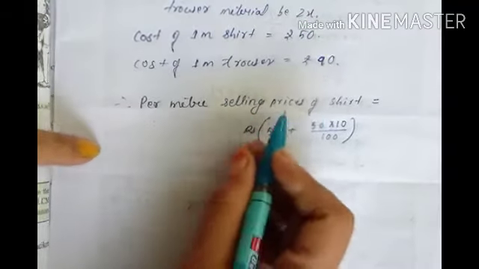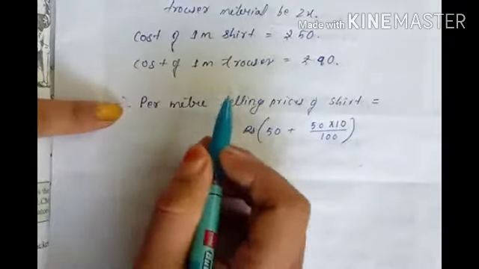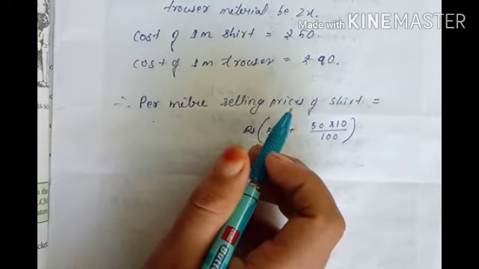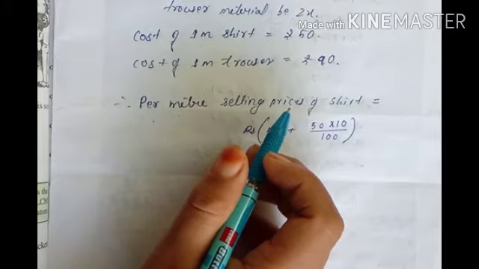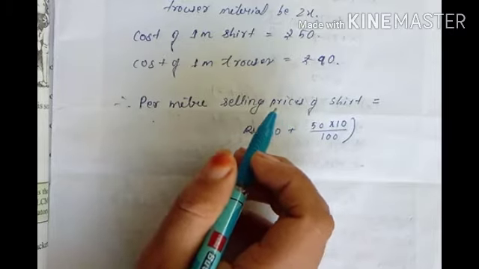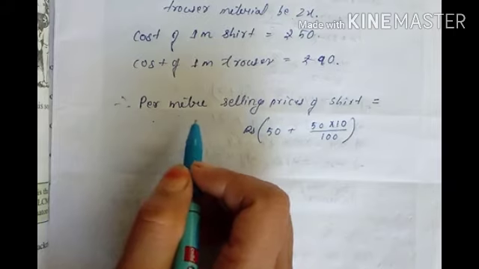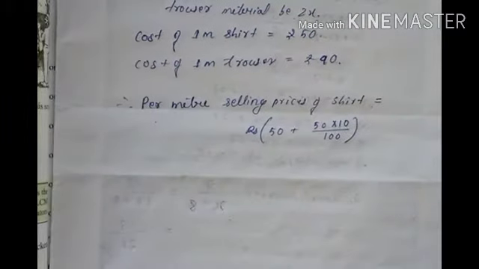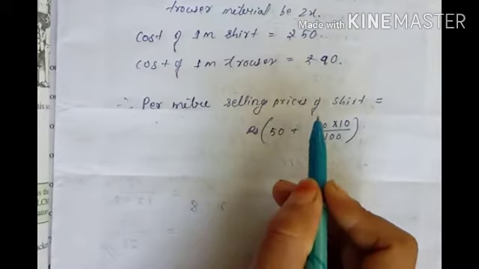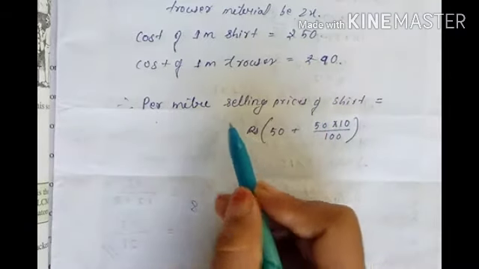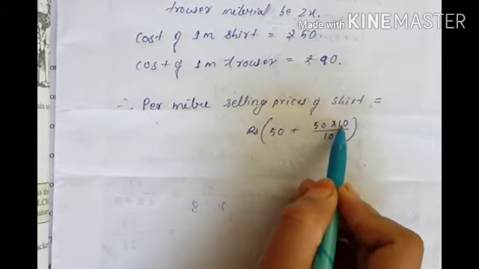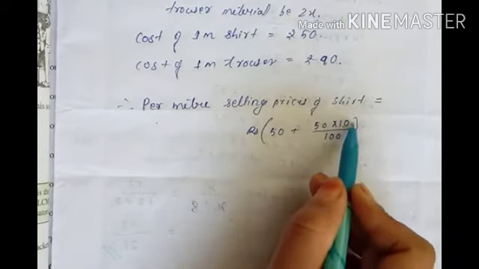Therefore, per meter selling price of shirt means per meter, because they are selling at a profit of how much? Sorry, he sells the material at 12% and 10%. Means for trouser they are selling for 10% profit, and for shirt material they are selling for 12% profit. So profit is 10%, that is why the selling price will be how much? 50 plus 50 into 10 upon 100.